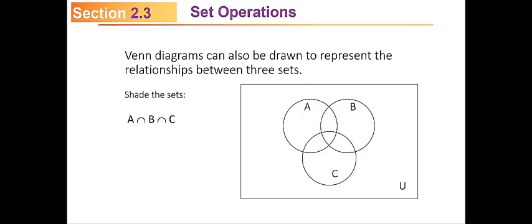What about A intersect B intersect C? Those are the elements that are common to all three, and you can just see this without doing anything, that the overlapping area for all three sets is that sort of pie shape where all three circles intersect. So that's A intersect B intersect C.